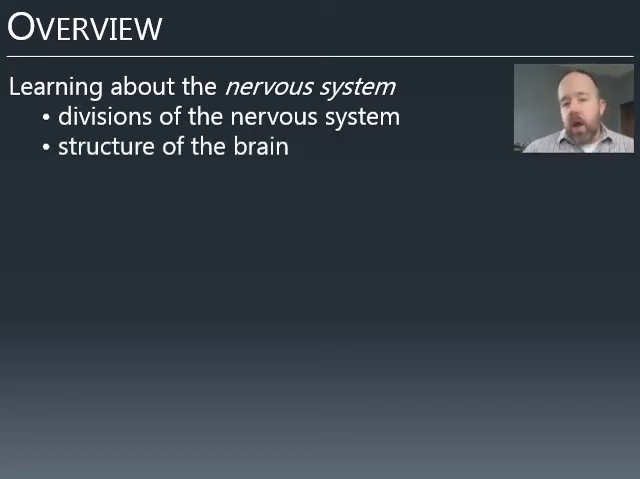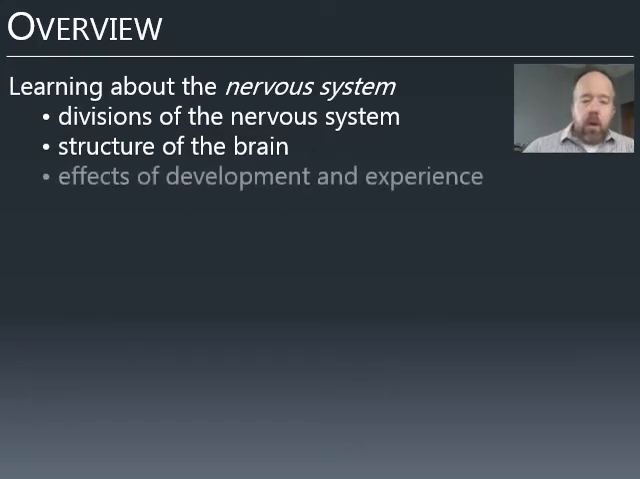We'll move on to the brain. What are the different parts of the brain? What do those different parts do? How are they connected? And we'll also talk about brain development and the involvement of environment and experience. How do those things affect how the brain develops? And of course, how the brain develops ends up affecting our behavior and our responses.